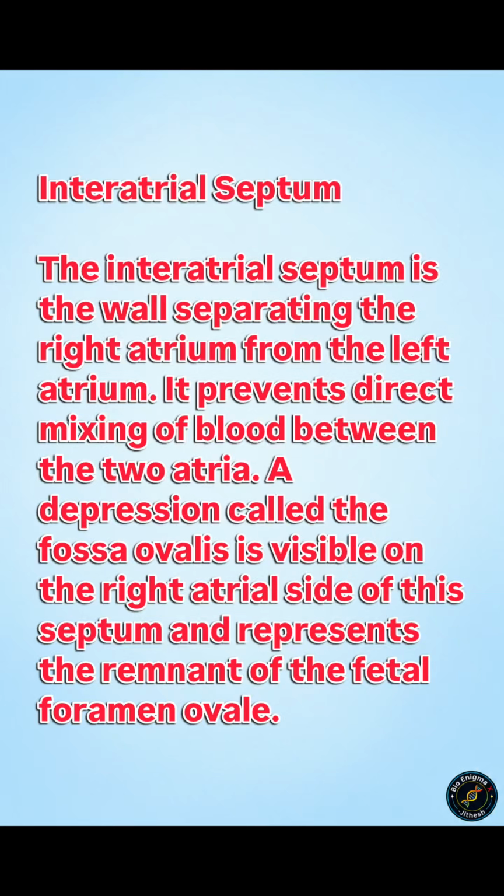Interatrial septum. The interatrial septum is the wall separating the right atrium from the left atrium. It prevents direct mixing of blood between the two atria. A depression called the fossa ovalis is visible on the right atrial side of this septum and represents the remnant of the fetal foramen ovale.